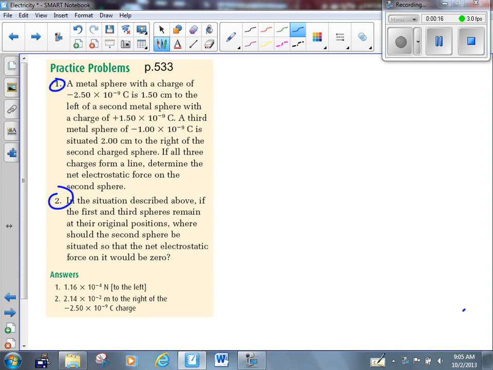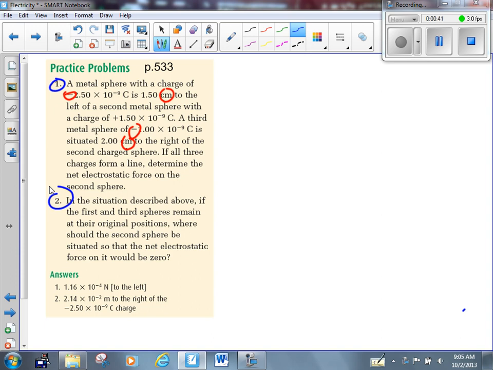1 says a metal sphere with a charge of negative 2.5 times 10 to the negative 9. Probably a good idea to circle that to remind us that it's a negative value. It's 1.5 centimeters. Probably a good idea to circle that as well. To the left of a metal sphere that has a charge of 1.5 times 10 to the negative 9. A third one that's also negative is 2 centimeters to the right of the second charged sphere. They form a line. What's the net electrostatic force on sphere 2?